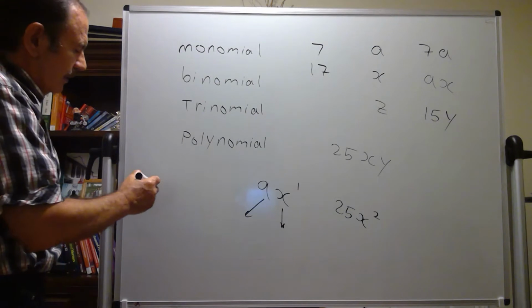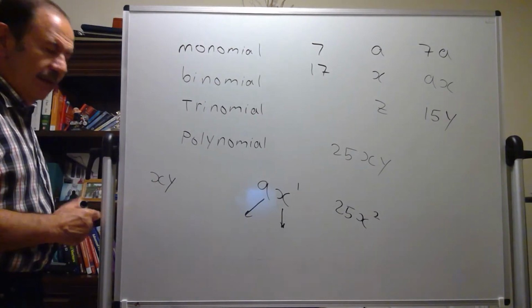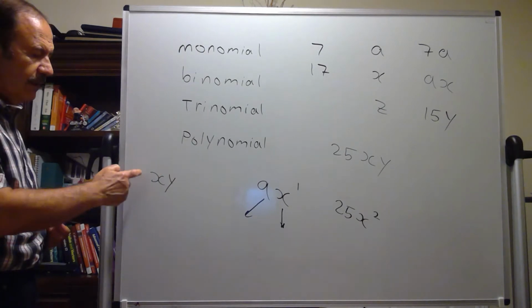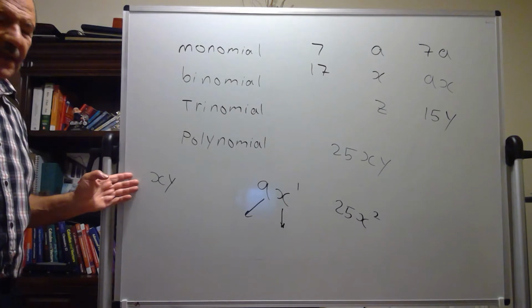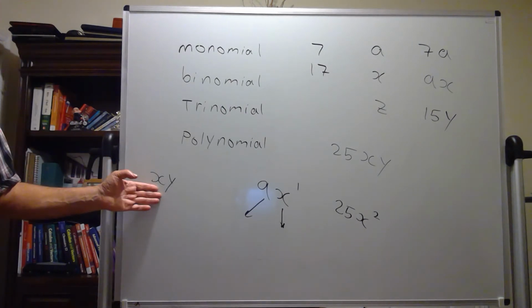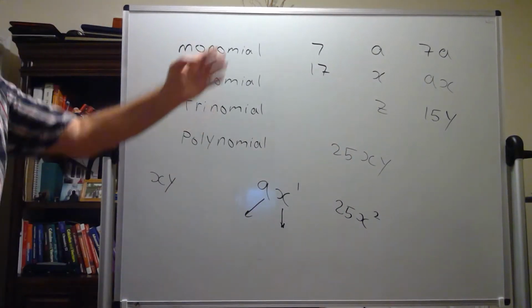When I'm talking about xy, what is the coefficient of this one? It is 1. When a variable doesn't have a coefficient, it means the coefficient is 1. Again, this one is a monomial, this one is a monomial, and all of them are monomial.